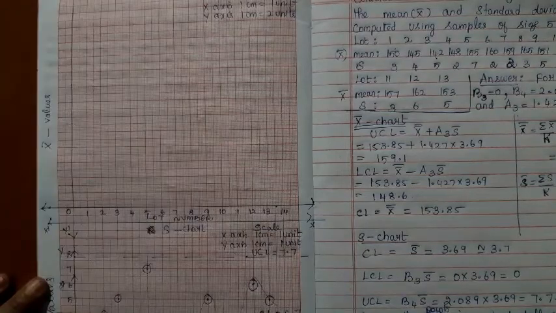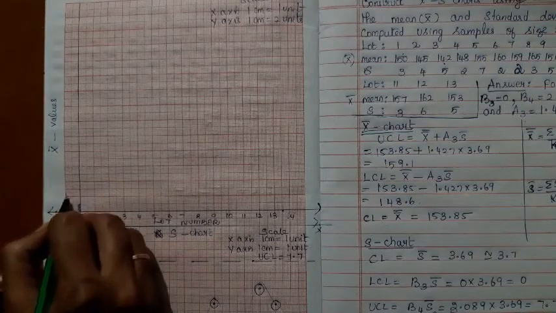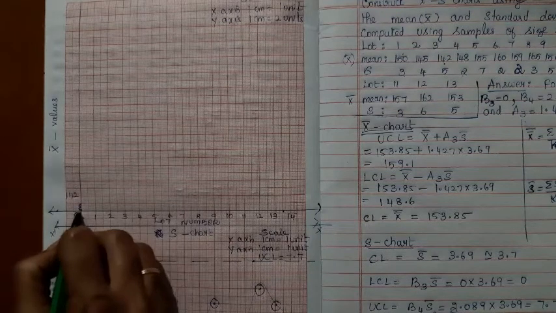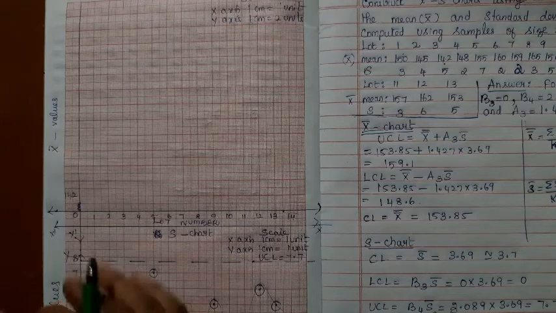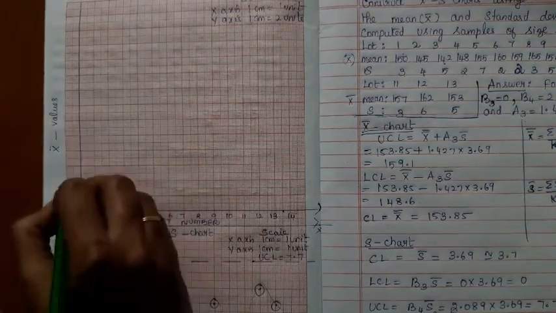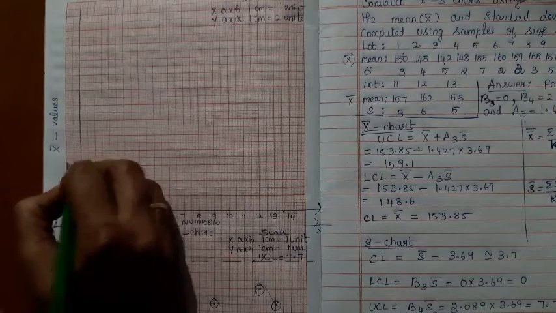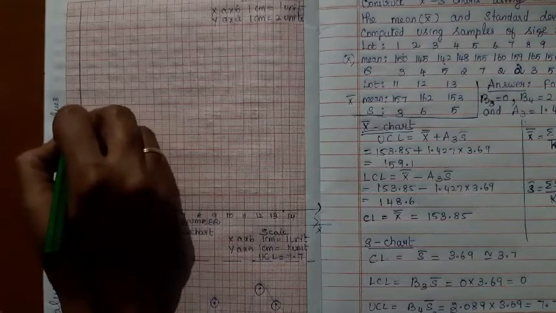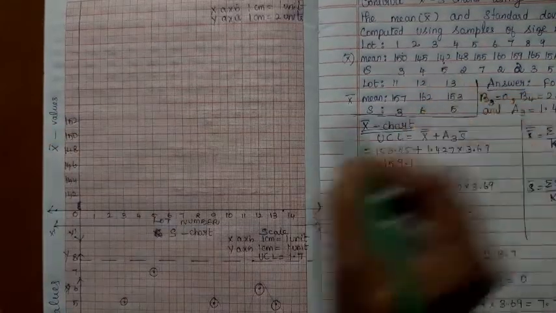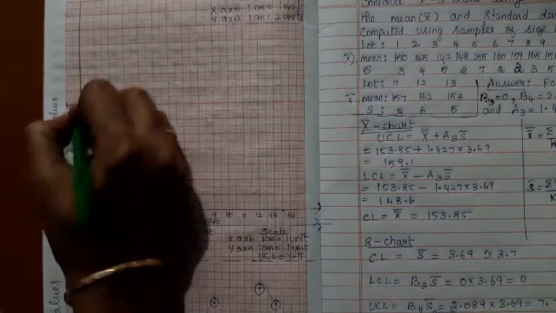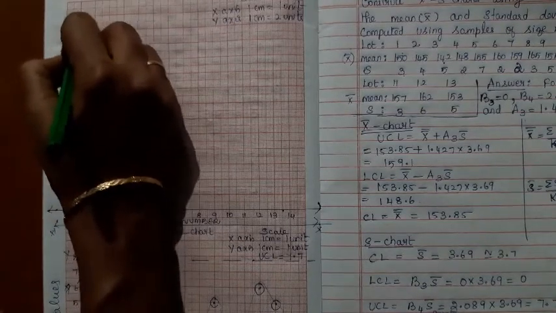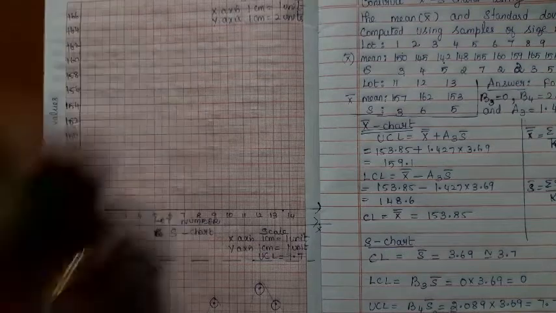My space is very less, so I decided I can go for 2 units. I start with 142. The lower part I have hidden, because only this part is required. 142, 144, 146, 148, 150, 152. The least value is 142, that's why I have taken 2 units. 154, 156, 158, 160, 162, 164, 166.